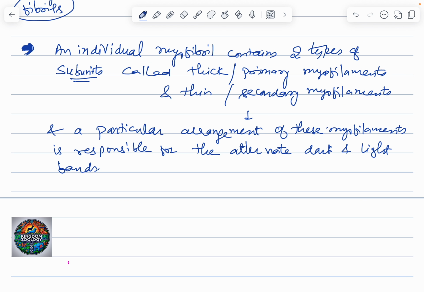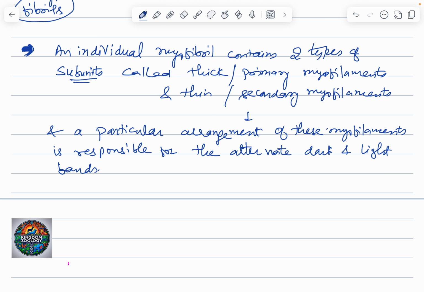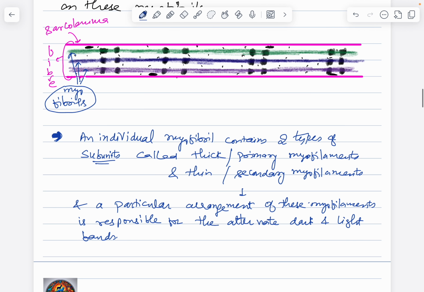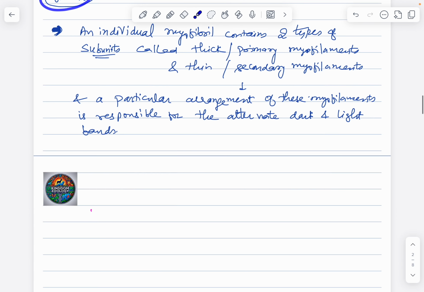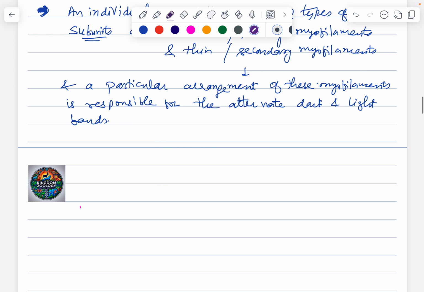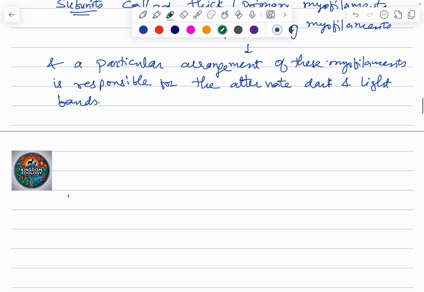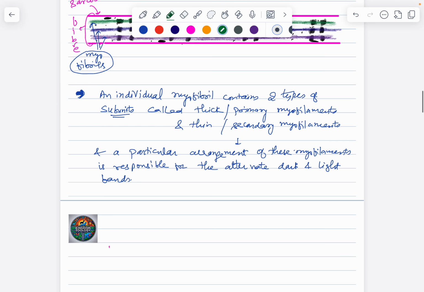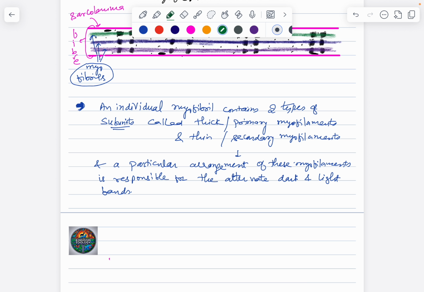A myofibril contains two types of subunits called the thick and the thin myofilaments, and a particular arrangement of these myofilaments is responsible for the alternate dark and light bands. Let me tell you how. As I was telling you, let me choose any myofibril. Let me take the green one here. If I take the green myofibril and draw it over here, that's your first myofibril, and whatever is applicable to one myofibril will be applicable to all of them.